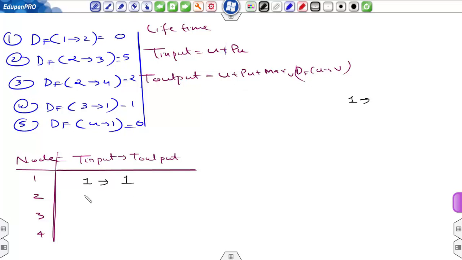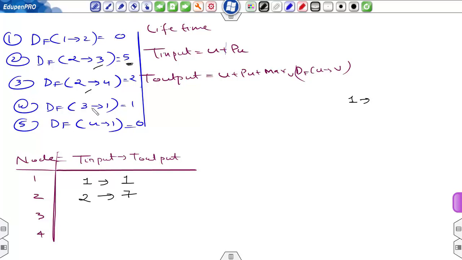plus 1 is 2, and for T output we just have to add this factor. For edges starting from node number 2, we have two different edges, 2 to 3 and 2 to 4, and we have to consider the maximum value. Okay, so 2 plus 5 gives 7.